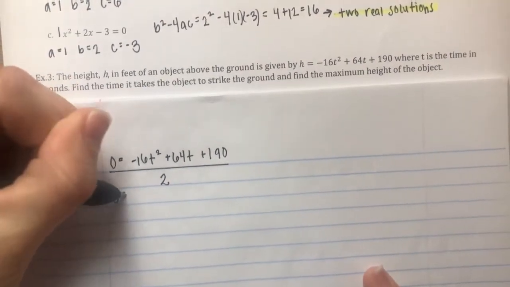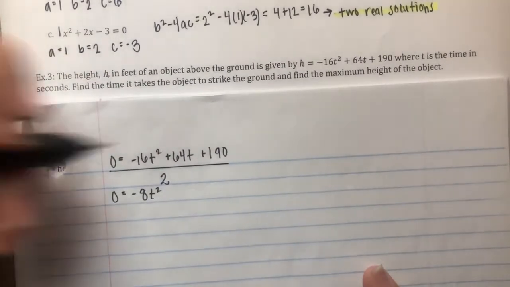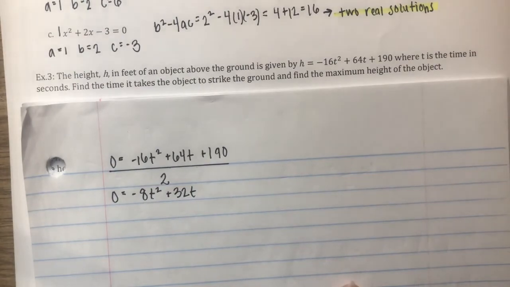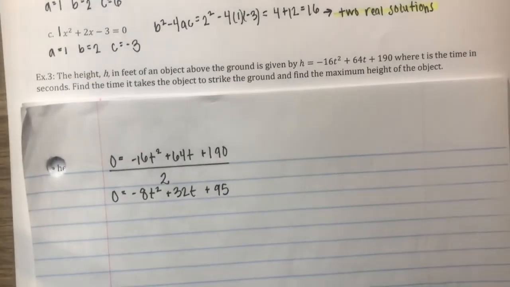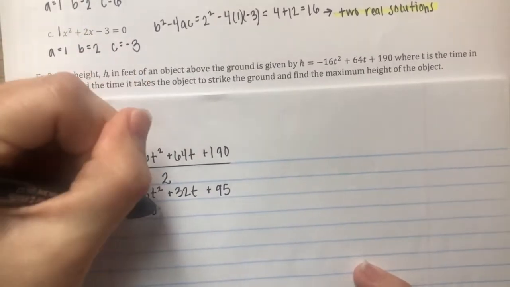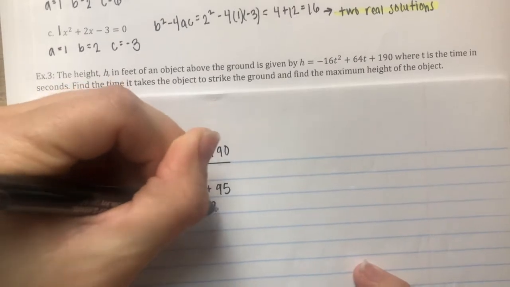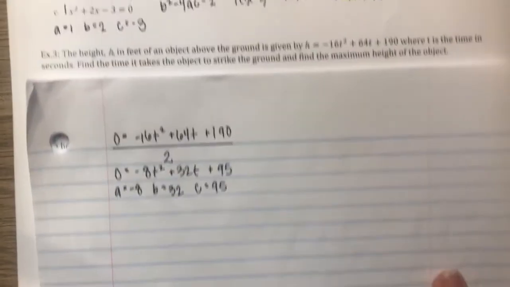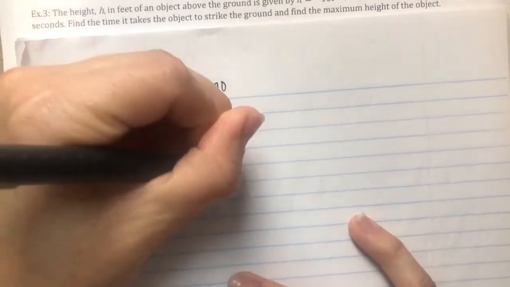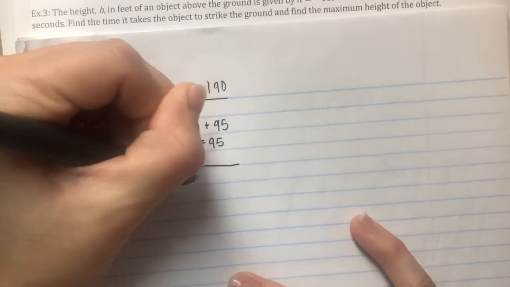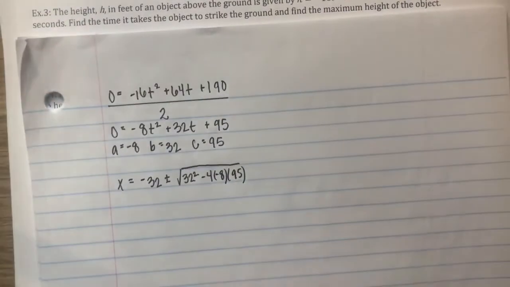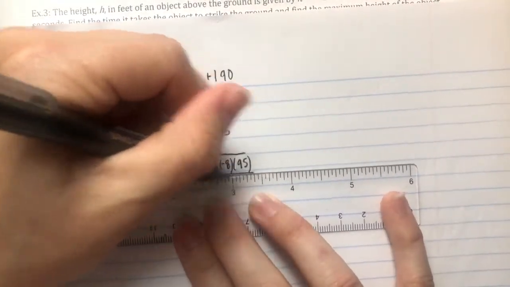So if I divide out the 2, I'm left with 0 equals negative 8t squared, and then 64 divided by 2, so plus 32t, and then 190 divided by 2, so plus 95. And then from there, that'll be my new a, b, and c. So a would be negative 8, b would be 32, and c would be 95. So I can plug all those values into my quadratic formula. So x equals negative b, so negative 32, plus or minus the square root of b squared, so 32 squared, minus 4 times a, so times negative 8, times c, so times 95, and that's all over 2 times a, so 2 times negative 8.